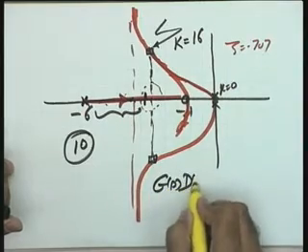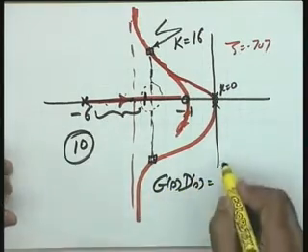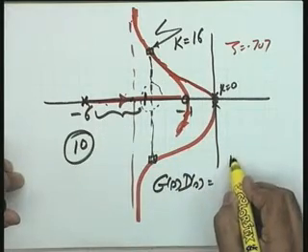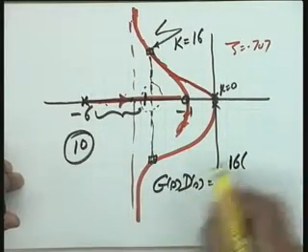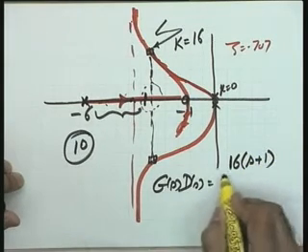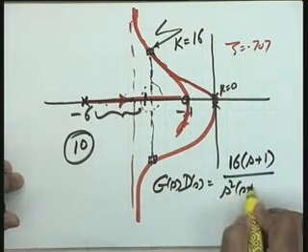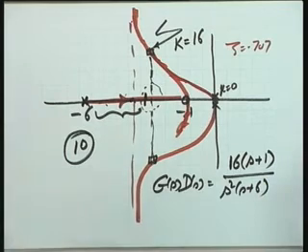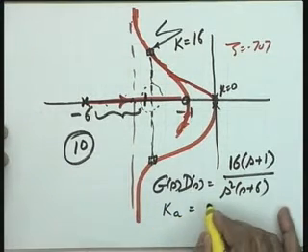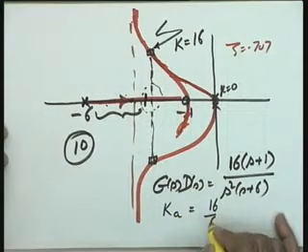What is G(s)H(s), please help me? If I accept these as the values, it is K, which is 16, into the 0 that has been placed at -1, (s + 1), divided by s squared into (s + 6). This is your open loop transfer function of the compensated system. And what is the value of Ka, please? Ka in this particular case turns out to be 16 upon 6.